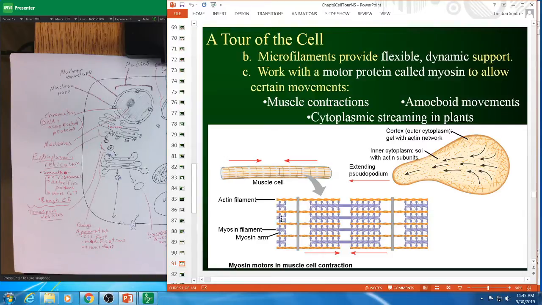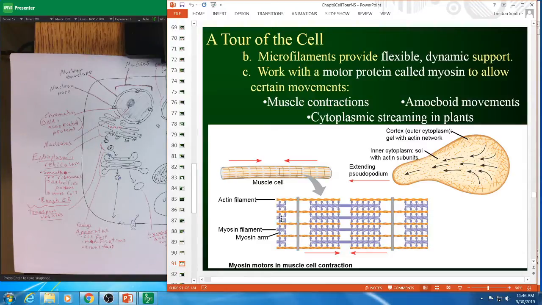Right. So let's not get bogged down in it. So we said muscle contractions, amoeboid movements, and then in plants there's this thing called cytoplasmic streaming, which is also apparently driven by actin and myosin. We'll see cytoplasmic streaming tomorrow in the lab when we look at plant cells. Okay. I just wanted to ask because the only time I've ever really heard of actin and myosin is in the muscle.